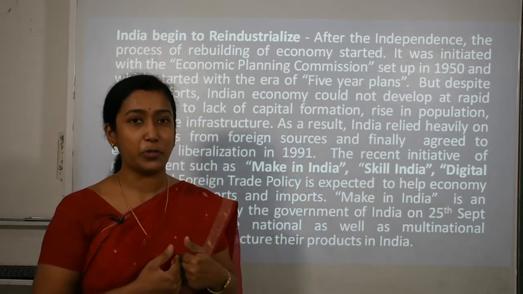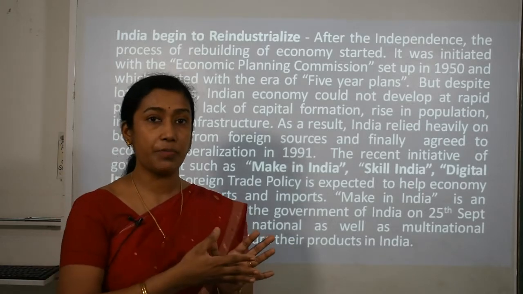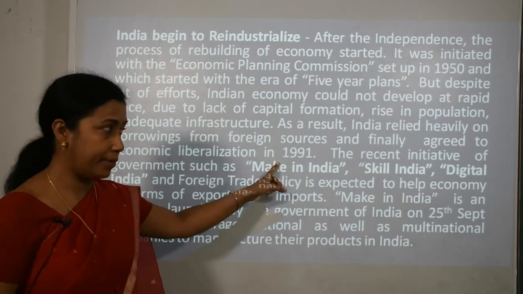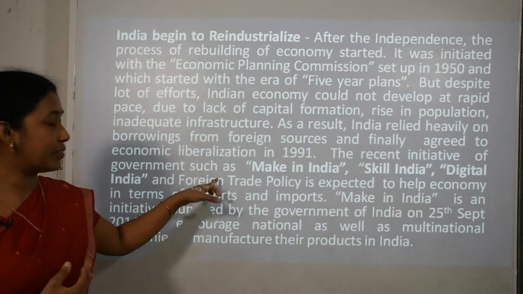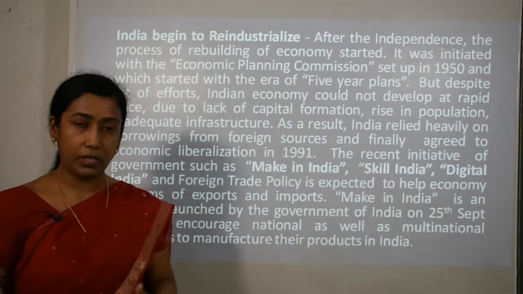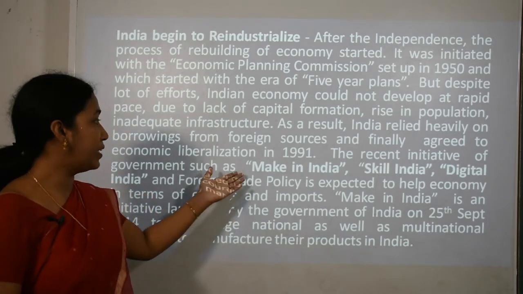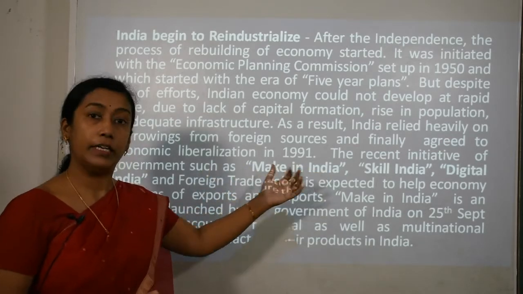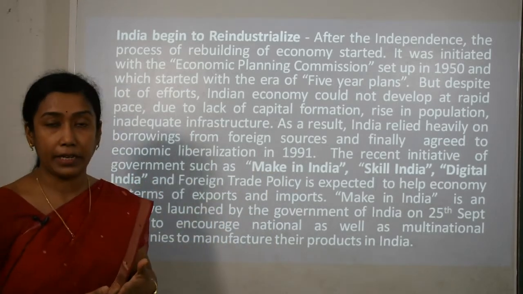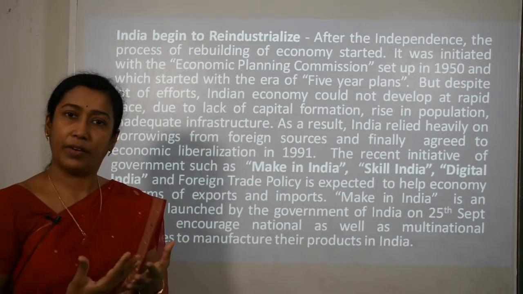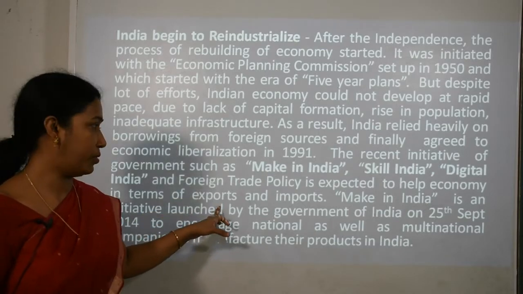I hope you have studied this in social studies also. Liberalization means restriction-free trade. So when the liberalization policy started in 1991, then development actually took place. Now if we see recent developments made by the government, that is Make in India, Skill India, Digital India, all these schemes and initiatives have been taken by the government to improve and develop the economy in terms of exports and imports.